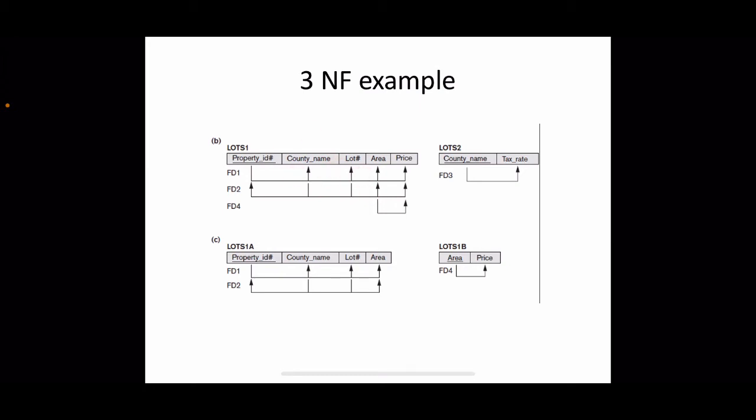How will you divide? We will decompose this lots 1 into lots 1A and lots 1B. We will remove the price attribute, which actually violates 3NF, right? By removing that attribute, we get the lots 1A relation, and we place that price attribute together with the area. This is a functional dependency, right? So we have created the second relation, lots 1B, with price together with area. Now both relations lots 1A and lots 1B are in third normal form.